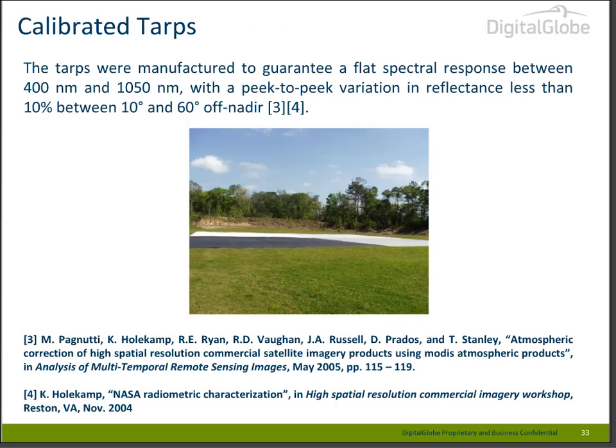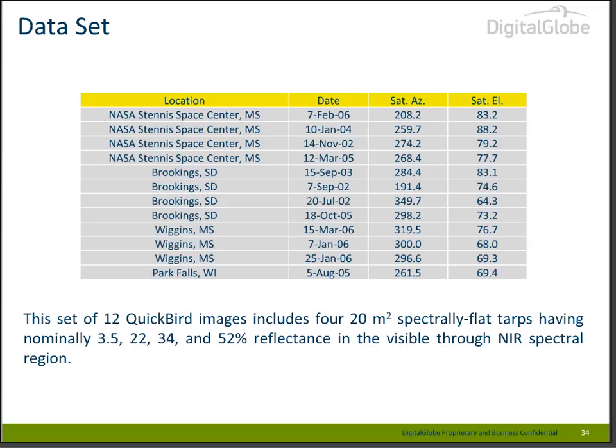The other comparison and the other analysis we have done has used calibrated tarps, and those tarps are manufactured to guarantee flat spectral responses between 400 and 1,000 nanometers. And if you want to have more details about those tarps, you can get more information from those two papers. In particular, what I want to point out is that we have 4 calibrated tarps at 3.5, 22, 34, and 52% reflectance, and we have about 12 images acquired across the US at different times.